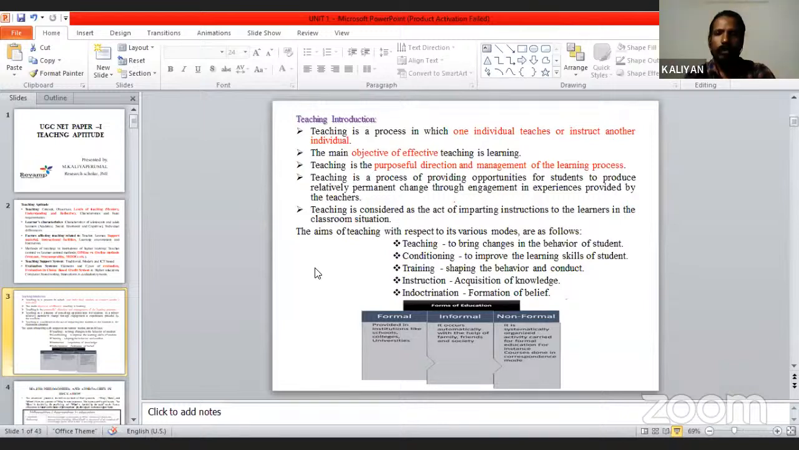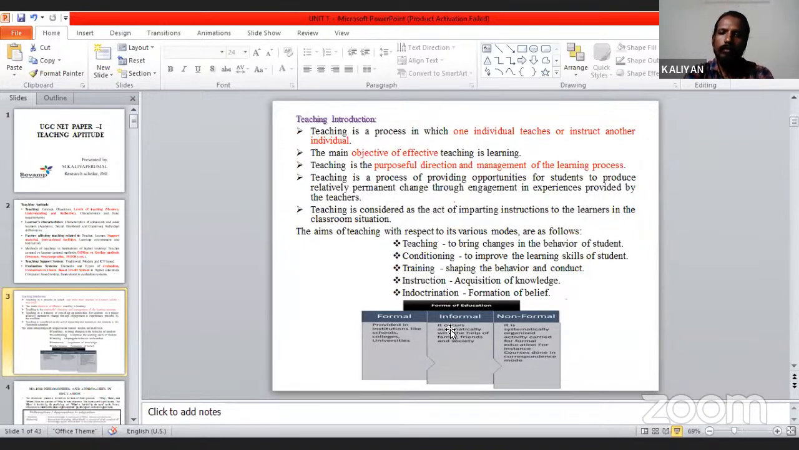Third one is training. Through training, shaping the behavior and conduct of the student. The fourth one is instruction. Through instruction, the student acquires knowledge. Then indoctrination: through indoctrination, beliefs are formed among the students.